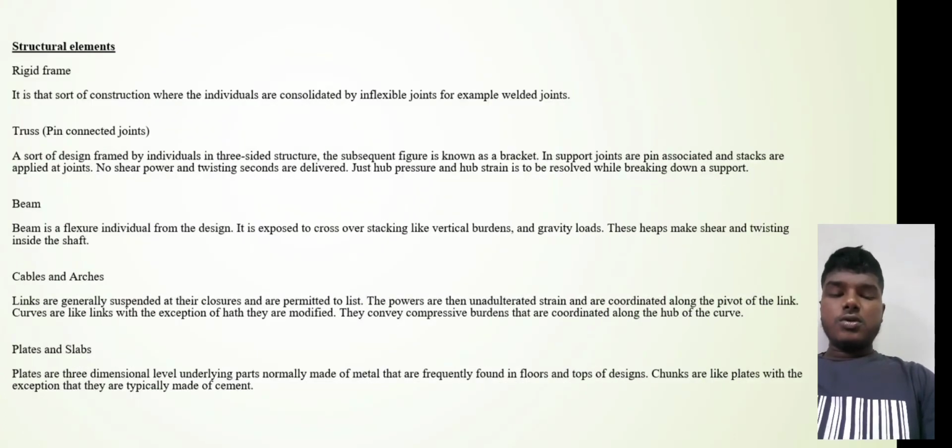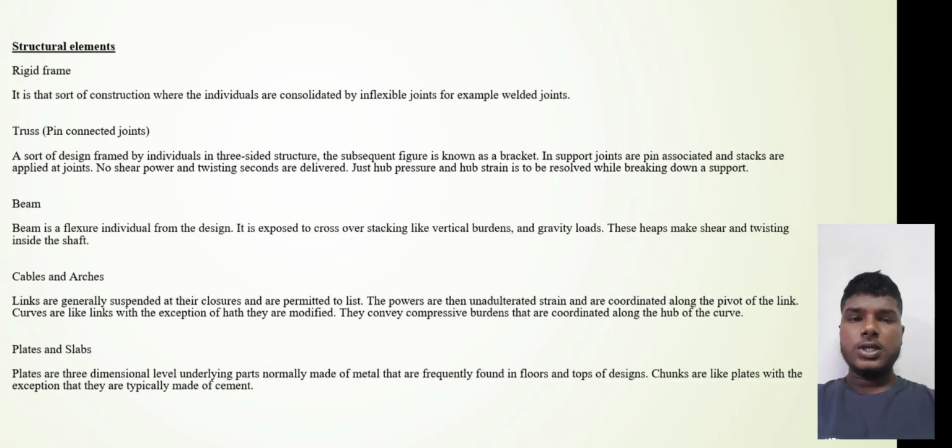There are different types of structure elements for tower building. First, rigid frame, known for its inflexible joints, for example welded joints. Then truss, which has pin connected joints. Third, beam. A beam is a structural member that develops shear and bending inside the shaft. Fourth is cable and arcs, whose links are generally suspended at their ends and are permitted to sag. Last, plates and slabs, normally made of metal, frequently found in floor and top designs.